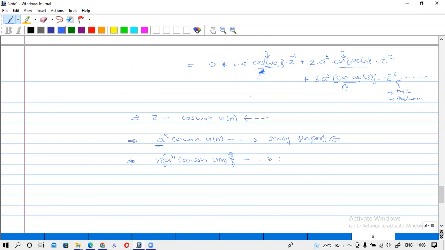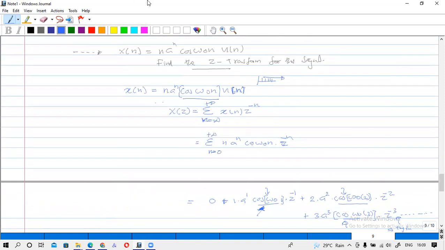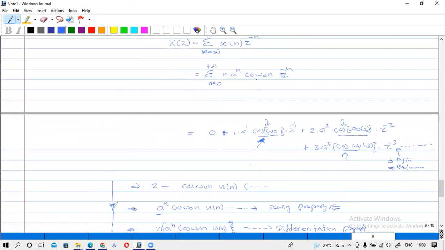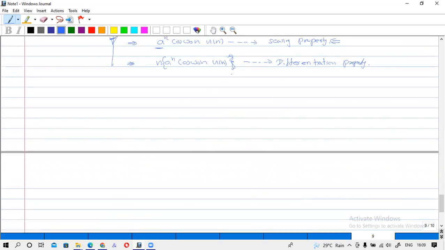So maybe using a differentiation property, maybe I can get the answer. So I'm going to go through this way. Okay, let's see whether we can go for a final solution. So first I take cos omega naught n.